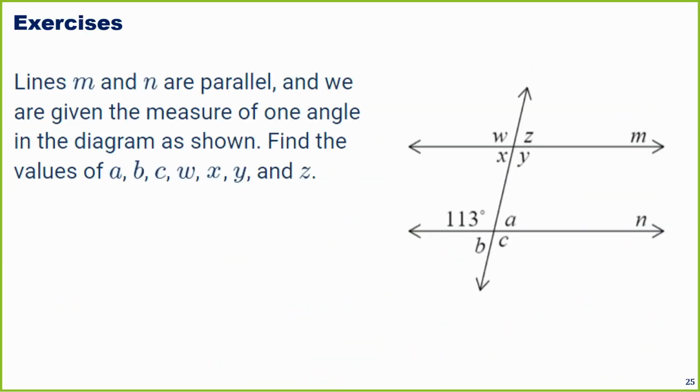All right, so based on these four theorems, let's do a quick quiz here. Suppose lines M and N are parallel, and we are given the measure of one angle in the diagram as shown here. Find the values of A, B, C, W, X, Y, and Z. Okay, I'll give you 1 minute, and after that, I'll show you the solution, okay?